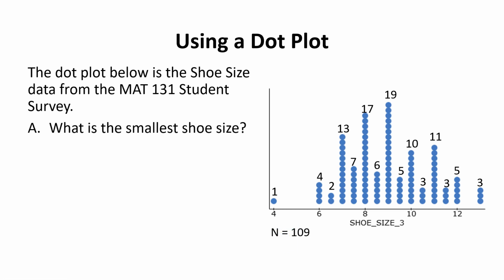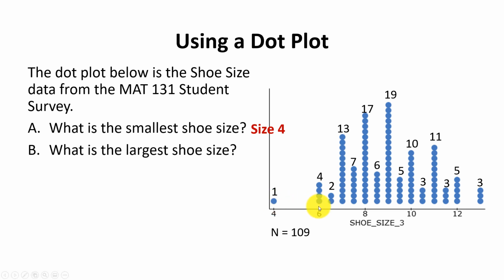First question, what is the smallest shoe size? Well, again, on a dot plot, just like on a number line, as the numbers go more to the right, the numbers increase, and in this case, the number line would count by a half. So this is shoe size 8. This would be shoe size 8.5. This would be shoe size 9, 9.5, 10, 10.5, and so on. So the smallest shoe size would be the value that is the most to the left, which is shoe size 4.